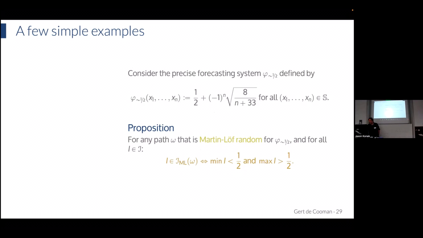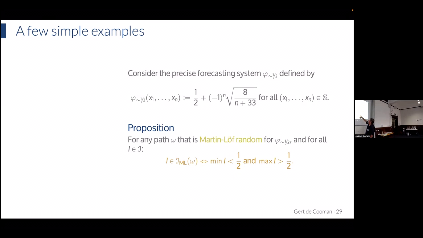Another cute one. I have, again, a non-stationary forecast, and it goes to one half. It oscillates around one half in this one over square root of n way. So it goes to one half, and it oscillates above and below, as a function of the depth in the tree. n is the depth in the tree. Proof that this path is Martin-Löf random.